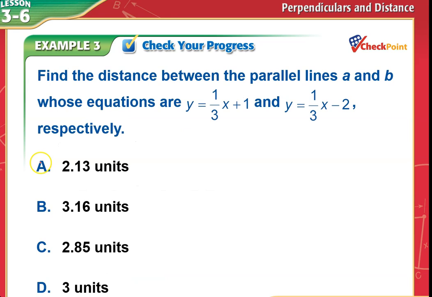Okay, so here we go. Find the distance between the parallel lines A and B, whose equations are y equals 1/3 x plus 1 and y equals 1/3 x minus 2. So again, you can pick any point on one of the lines, right? And figure out a line perpendicular to it. Find the point of intersection, and then use the distance formula. I'm going to pause the video. You should pause the video to try this problem. This might take you a minute or so. So please pause the video. And the answer ends up being 2.85 units.